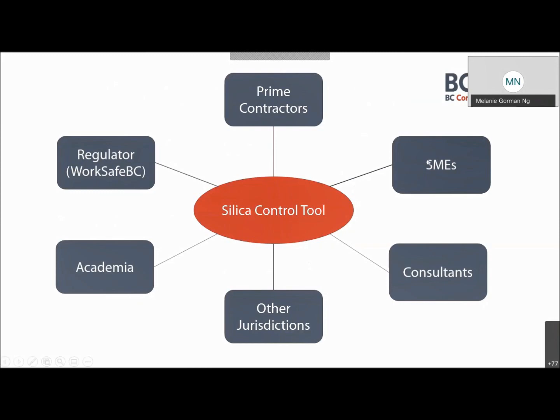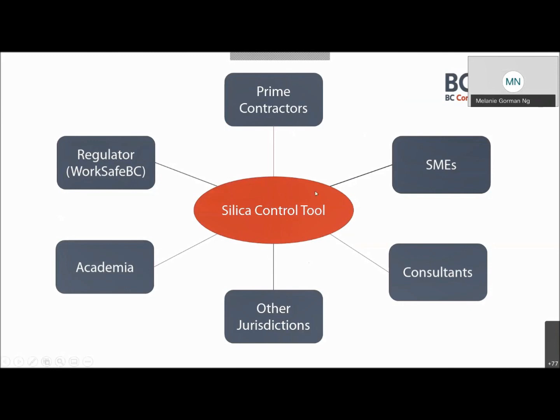And then there are also the small and medium employers, who are the subcontractors, and they don't have as much capacity for generating exposure control plans. But through the silica control tool, it helps the prime contractors and the smaller employers to connect to each other and to both work together towards the same goal.